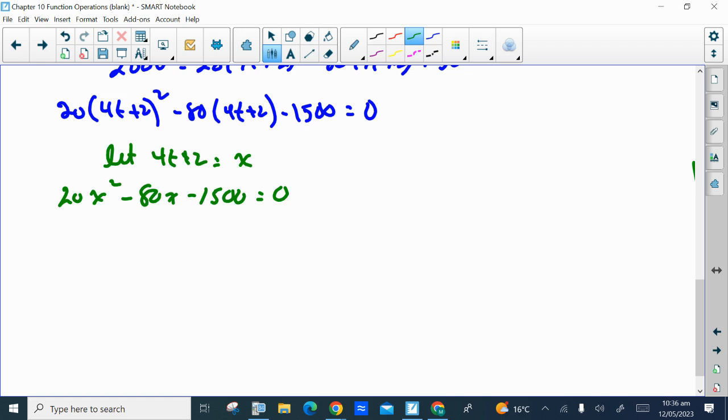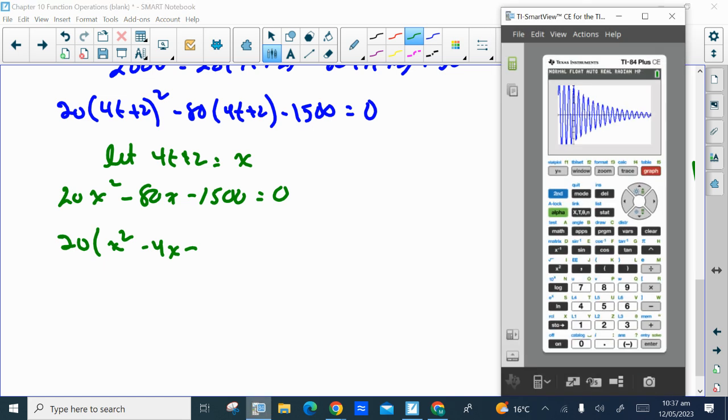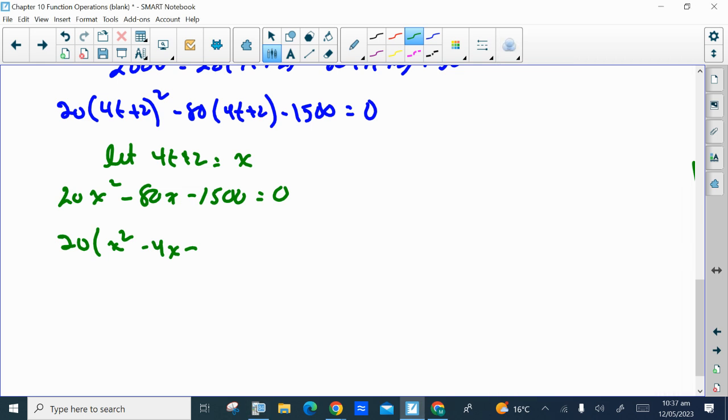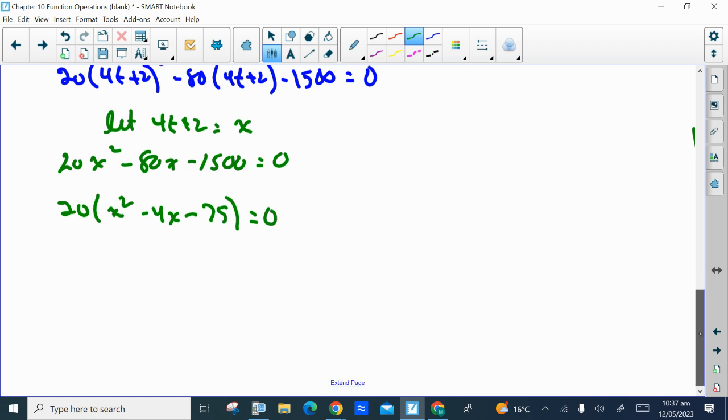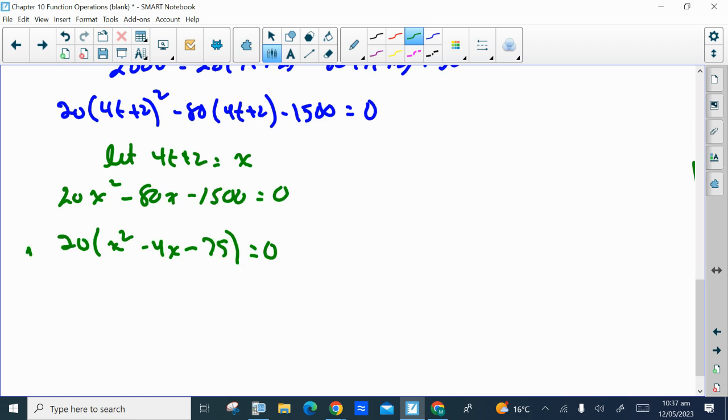We solve quadratics normally by factoring. So let's see if we can factor this. Common factor of 20. I think that's 75, 1,500 divided by 20. Now, unfortunately, that quadratic that's inside the brackets cannot be factored. There are no two numbers that multiply to get negative 75 and add to get negative 4, so we will use the quadratic formula.